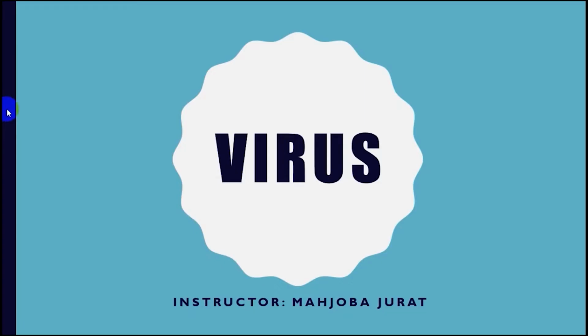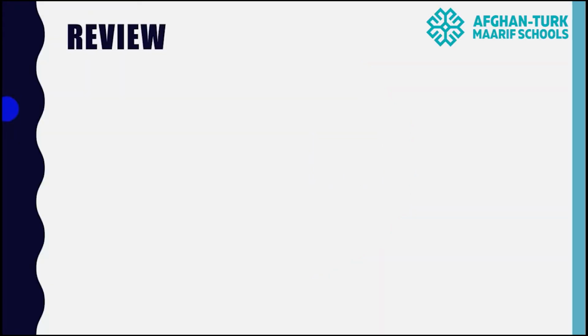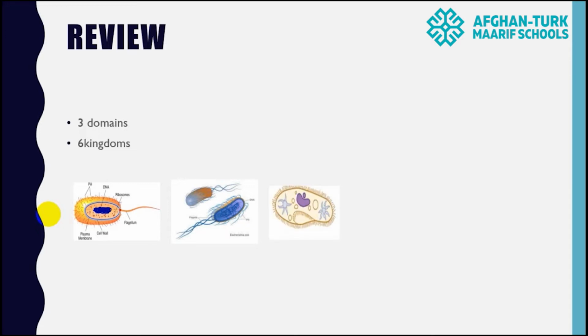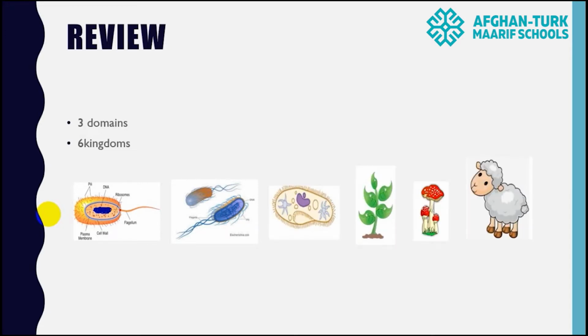Hey friends, today we are going to discuss virus. But first let's have a review of our previous lesson. If you remember, we studied classification. We said that according to the new classification there were 3 domains, and those 3 domains can further be divided into 6 kingdoms, and those 6 kingdoms were Archaebacteria, Eubacteria, Protista, Plantae, Fungi and Animalia.